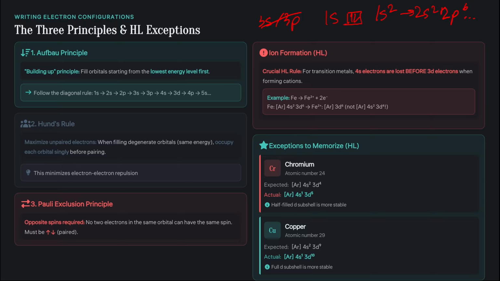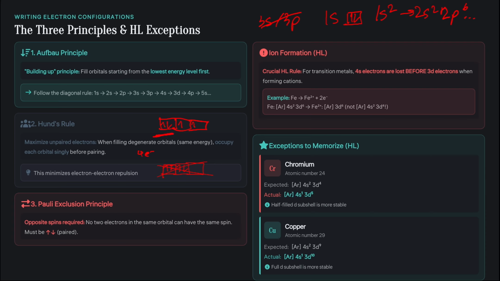Now, the second rule is Hund's rule. Hund's rule essentially states that electrons have to occupy degenerate orbitals singly first, with parallel spins to minimize repulsion. So that means you would have to fill, let's say you had 4 electrons to go around. You wouldn't fill it like this, okay? You wouldn't fill it orbital by orbital. You would have to fill it singly first. And the 4th electron would have a different spin to this first electron so as to minimize repulsion.